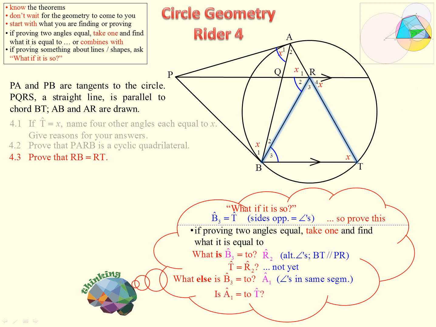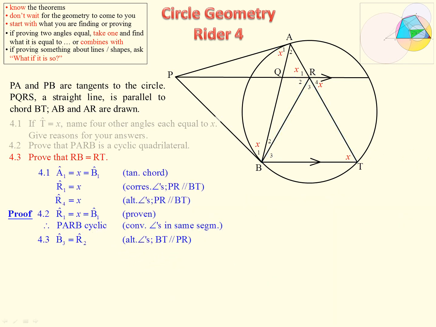So there we are. So we have, is A1 equal to T? And the answer is yes. We've proven it. So we've gone from B3 to R2. Then we've gone from R2 to A1. And we go from A1 to T. So all four along the way are equal. There to equal to that, equal to that, equal to that. So we now have B3 equal to T.